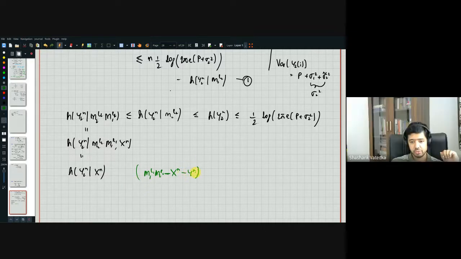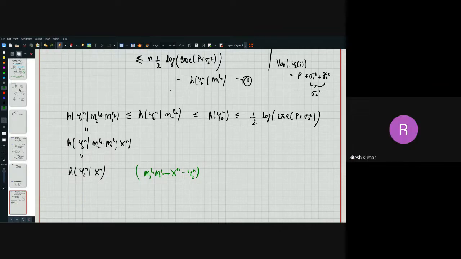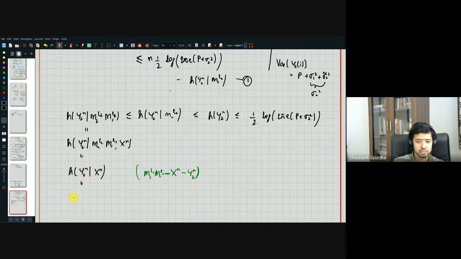Because y1n equals xn plus z1n, y2n is xn plus z2n, and z2n is independent of everything else. So therefore, this conditional differential entropy is equal to this conditional differential entropy. All right. But what is this equal to? This is just h of z2n, right? Or in my way, it's z1n plus z2 tilde n. Correct?